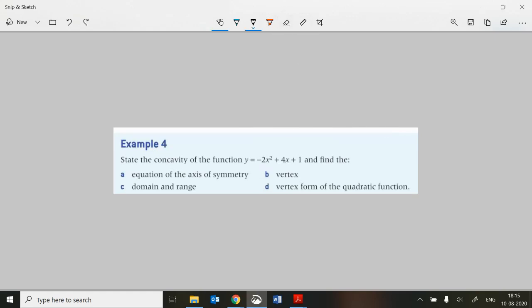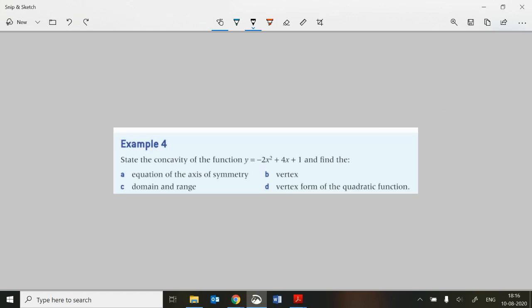It's looking for the vertex. Well, the vertex will come from putting the x value from the line of symmetry. If we put in that x value, which we now have, which is 1, when x is equal to 1, we should get out the height, and that will give us our vertex.